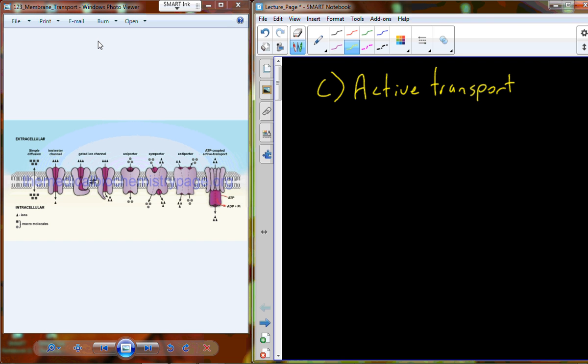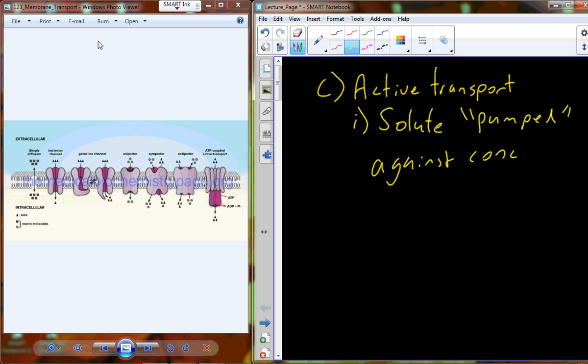So active transport, active basically refers to the fact that we're going to require an energy supply to make this transport happen. So when we discuss active transport, we typically will say that the solutes are pumped, I'll put that in parentheses. They're going to be pumped against their concentration gradient. So it requires energy because we're going against some pervading force, in this case, the concentration gradient.